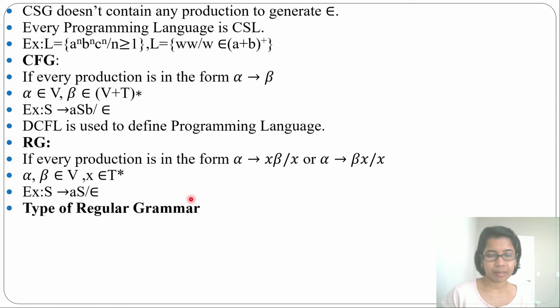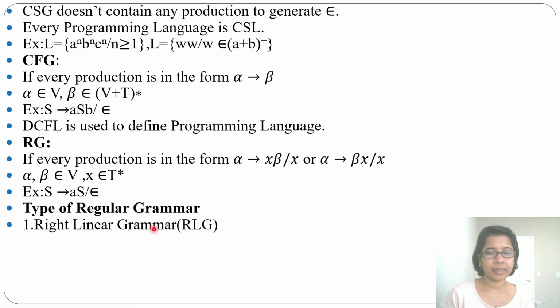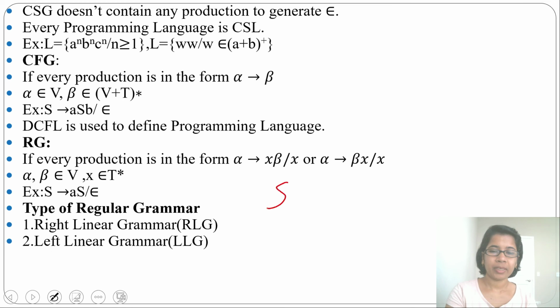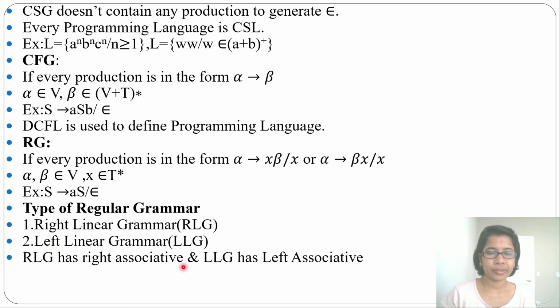Next, types of regular grammar. It can be of two types. One is right linear grammar, another is left linear grammar. This is an example of right linear grammar where the variable is on the right side. And this is an example of left linear grammar where the variable is on the left side. If you are writing S tends to SA or epsilon, then this is a left linear grammar. Here the variable is on the left side. If the variable is on the right side, it is a right linear grammar. If the variable is on the left side, it is a left linear grammar. Right linear grammar is right associative and left linear grammar is left associative.